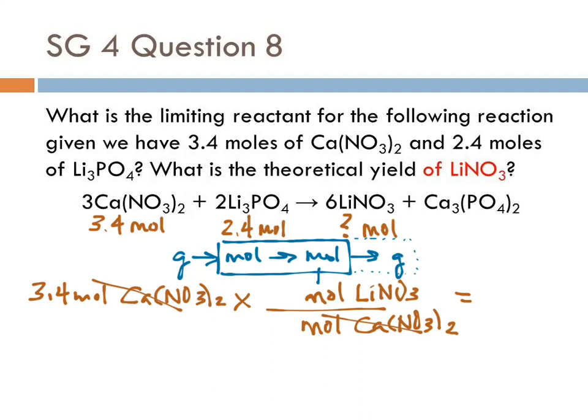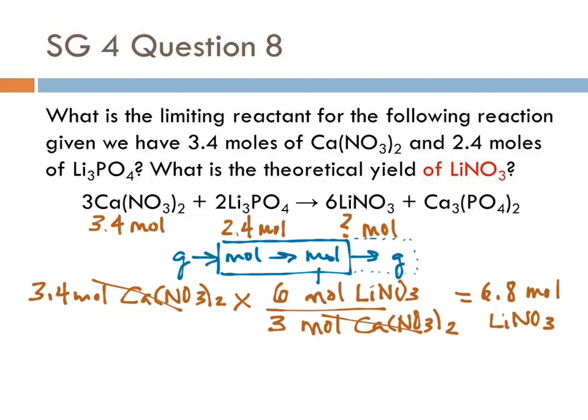What's the ratio? Well, there's a 6 in front of lithium nitrate, and there's a 3 in front of calcium nitrate. So we take 3.4 times 6 divided by 3, and I believe that's going to be 6.8. So 6.8 moles of lithium nitrate. When I'm doing problems in class, you should have your calculator out, and you should type the numbers in also. Because sometimes I screw up and do it wrong. I'd like to say it's on purpose, but actually it's not. I make mistakes.